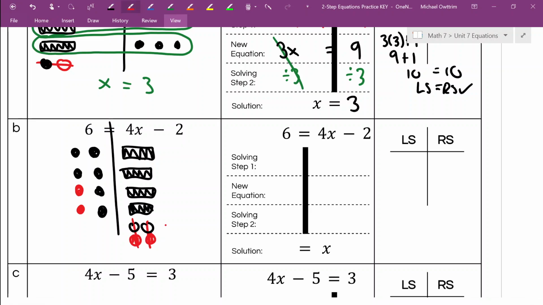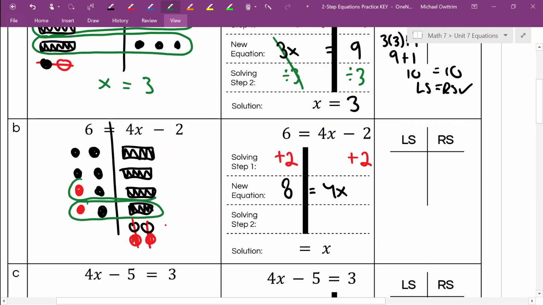In terms of my symbolic work, what I've done is I've undone the subtracting by 2 from our x by adding 2 to both sides, and that gives me 8 equals 4x, which is what I see in my picture as well. Next, I'm going to split up my rows so I can see that this x matches to 2, that x matches to 2, that x matches to 2, this x matches to 2, and so I can say 2 is equal to x.